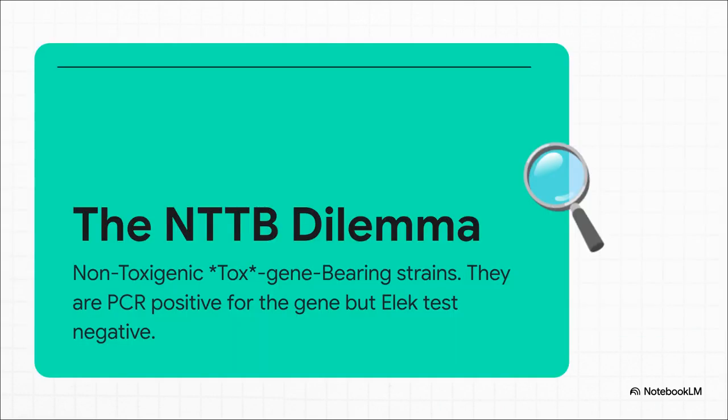And this brings us to a really tricky problem in the modern lab, the NTTB dilemma. These are non-toxigenic tox gene-bearing strains, so they have the gene, and your PCR is screaming positive. Public health is getting ready to deploy. But the gene is broken, so they can't actually make the toxin. This is exactly why you can't stop at the PCR. You have to do the Elek test to separate a true threat from a genetic ghost.